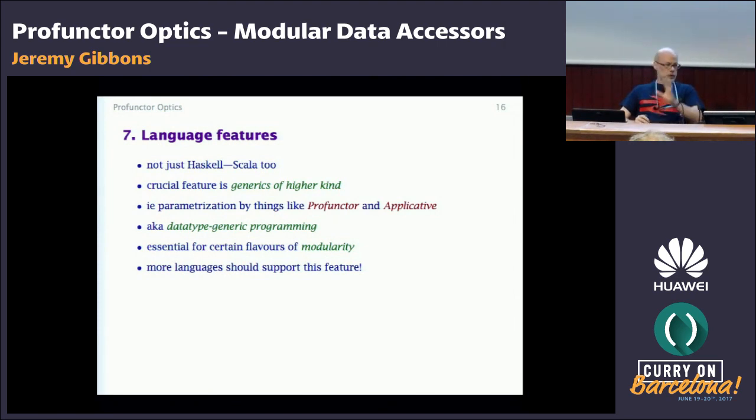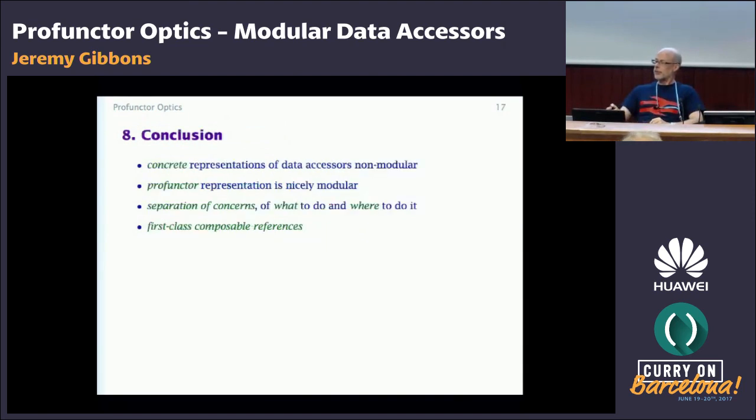You might also think of this as a kind of fancy generic programming that I've called data type generic programming in the past. And these features, these generics of a higher kind, are necessary for doing data type generic programming, for getting certain kinds of modularity. So I think this is a really cool feature, and I think data type generic programming is fun, and I think more languages should support this kind of thing.